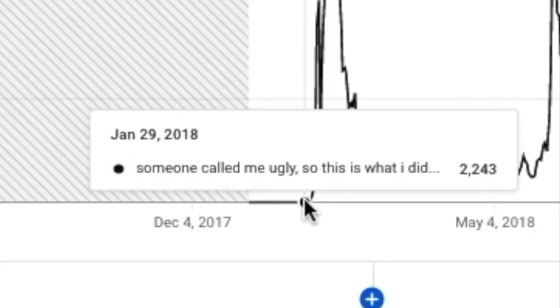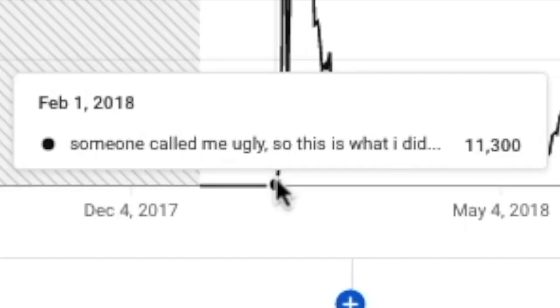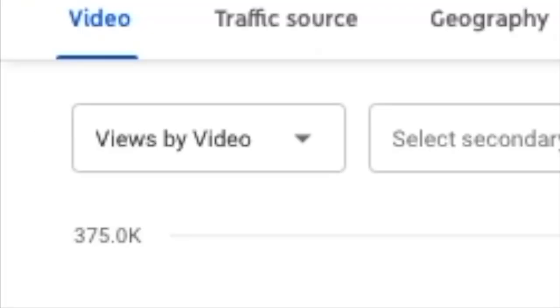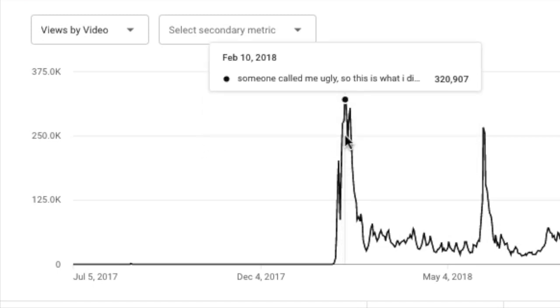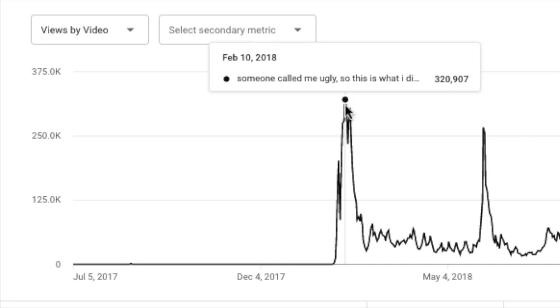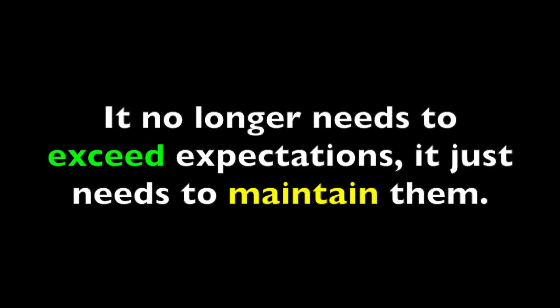The third trickle experiment lasted for about 2 weeks, and on February 1st, the algorithm decided this video was the real deal and that it needs to be promoted. This is the viral stage. The impressions, and therefore views, skyrocketed. At this point, the video has proved itself to be a good video from the algorithm's perspective. So as long as it maintains similar metrics, it'll continue to be given those impressions. It no longer needs to exceed expectations. It just needs to maintain them.